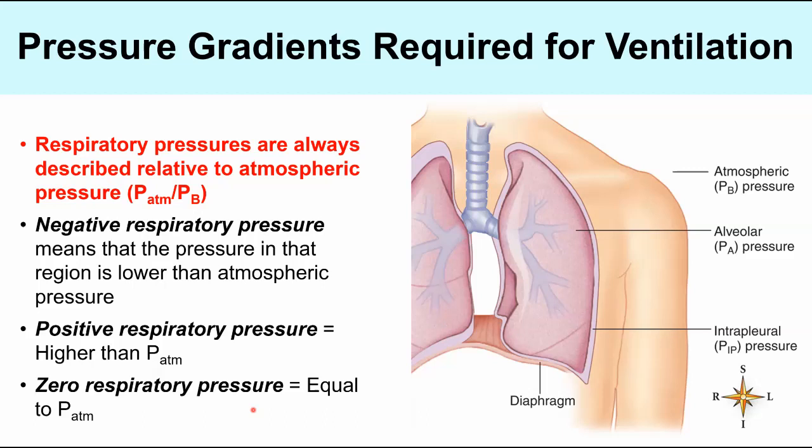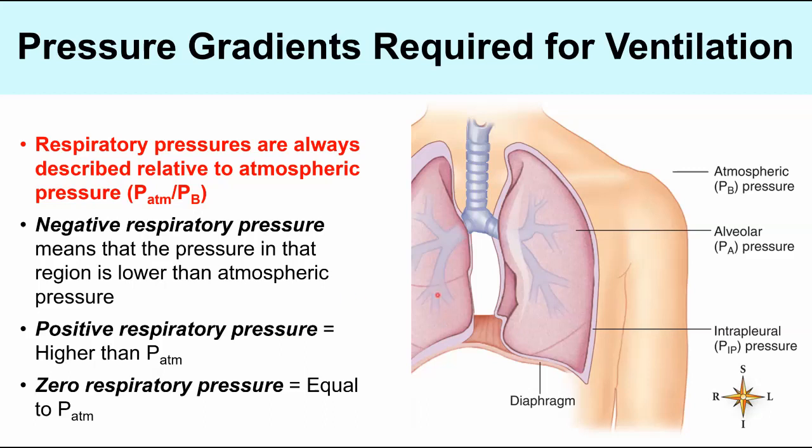The reason that we describe them as being positive, zero, or negative is because, remember, what the atmospheric pressure is depends on your elevation. Those who live closer to sea level will be at a different atmospheric pressure than those who live in the mountains of Colorado, for example, which is a higher altitude, meaning they are naturally at a lower atmospheric pressure.